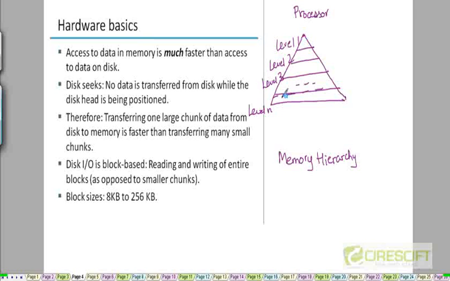So basically the memory of your computer system can be visualized as a hierarchy. At the topmost level in the hierarchy are certain kinds of memory.